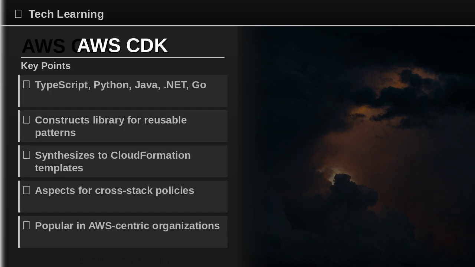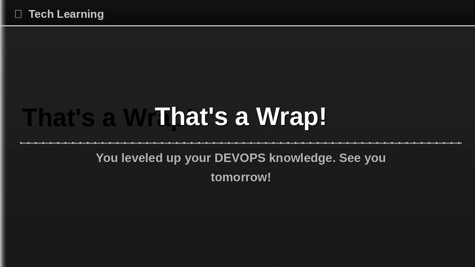Here are the key things to know about AWS CDK. Point 1. TypeScript, Python, Java, .NET, Go. Point 2. Constructs library for reusable patterns. Point 3. Synthesizes to CloudFormation templates. Point 4. Aspects for cross-stack policies. Point 5. Popular in AWS-centric organizations. And that is AWS CDK explained.